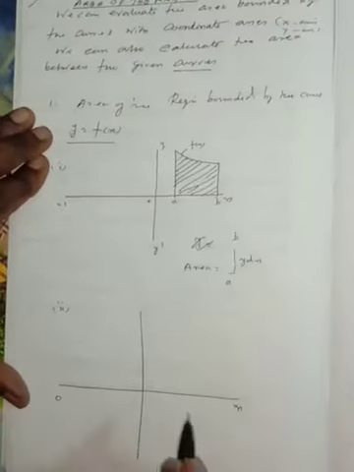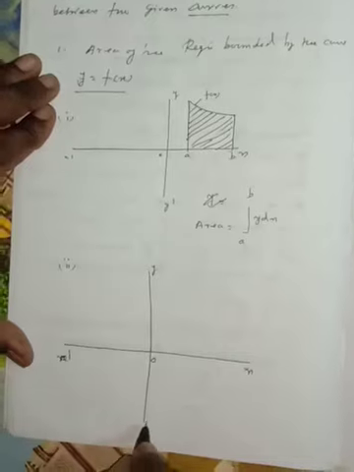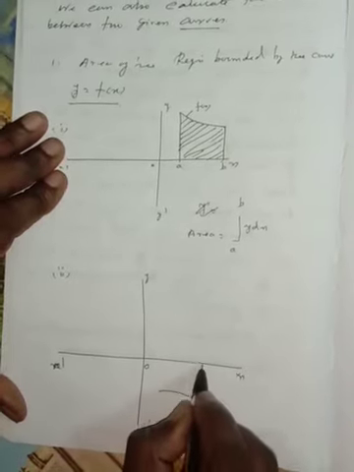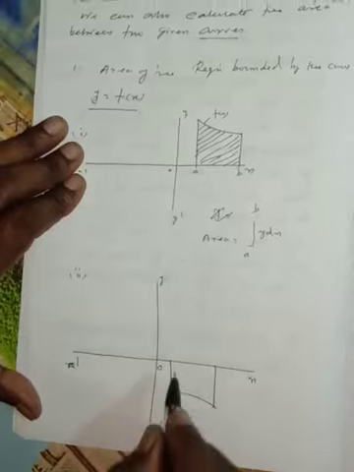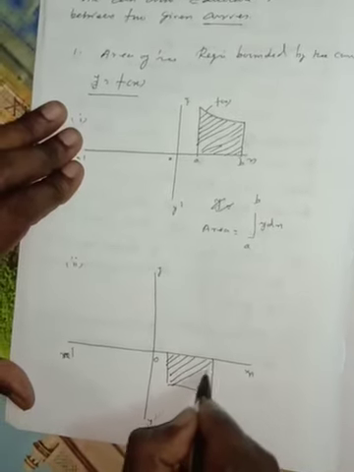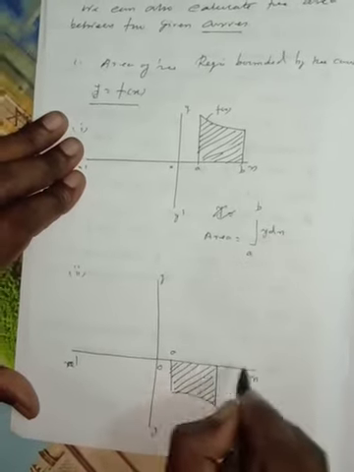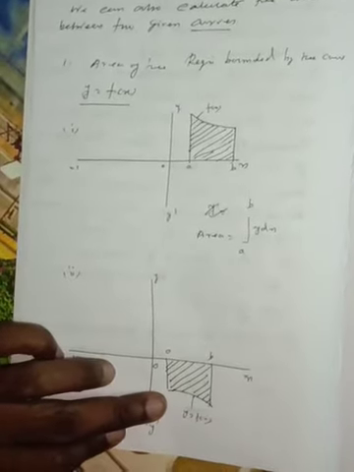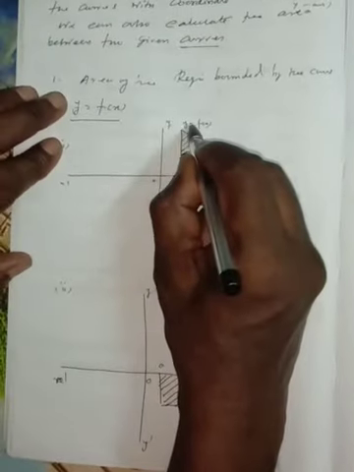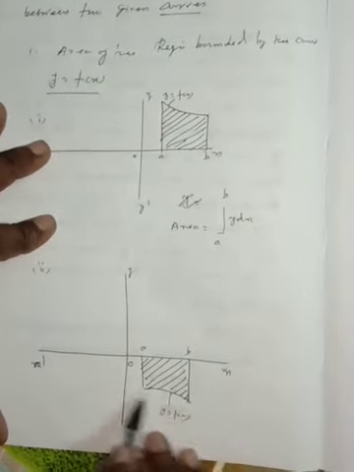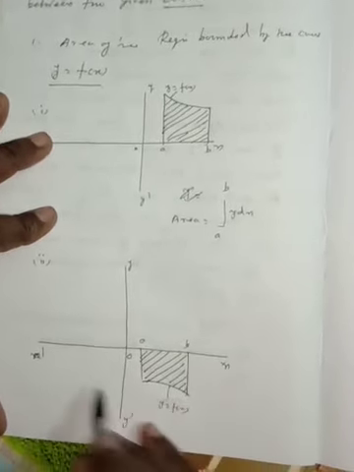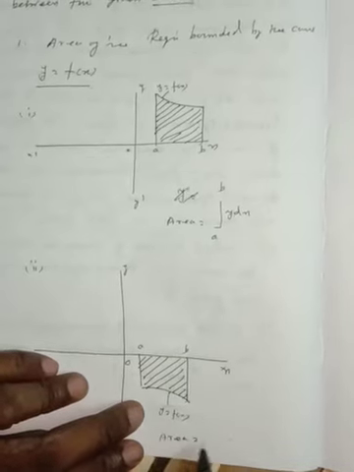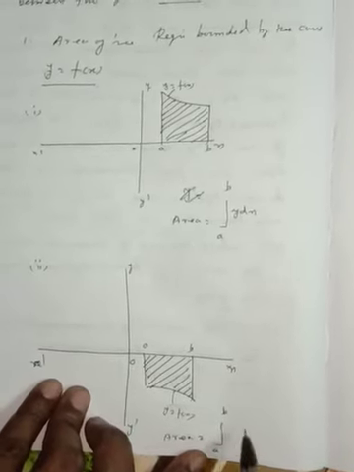X'OX, Y'OY are the coordinate axes. Suppose the area of the region is below x axis, with lower limit a and upper limit b, bounded by y equal to f of x. The area of the bounded region below x axis is equal to the integral from a to b of minus y dx.